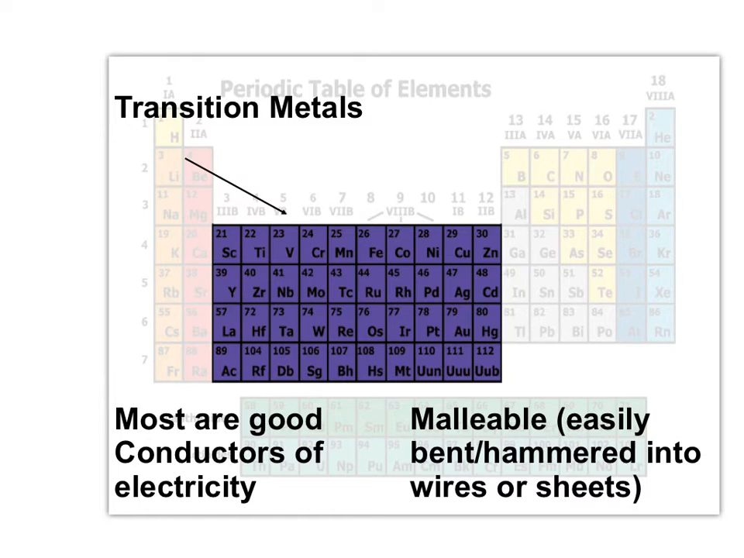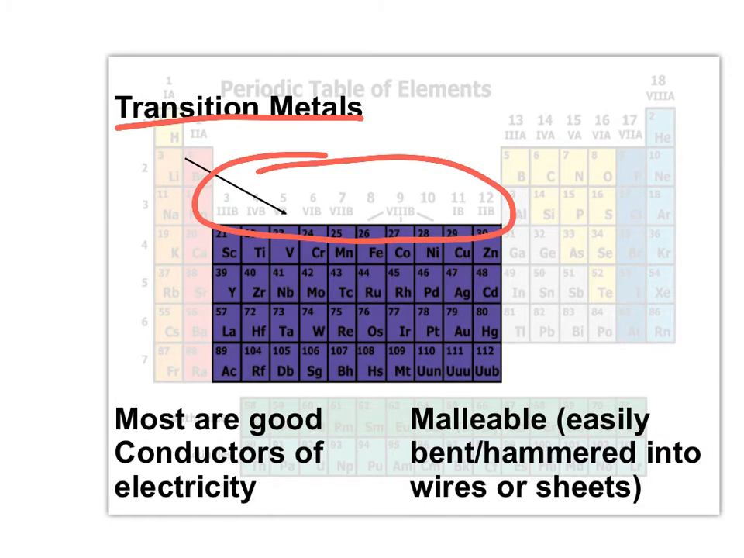Okay, this big block in the middle here, groups 3 through 12, we're going to call those the transition metals. These are our typical metals that we're used to. Copper, iron, zinc, gold and silver fall into this, as well as mercury and other very useful metals that we use all the time. One of the great things about them is they're malleable. They're very easy to bend and shape.